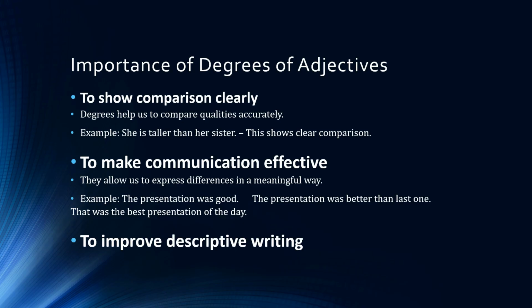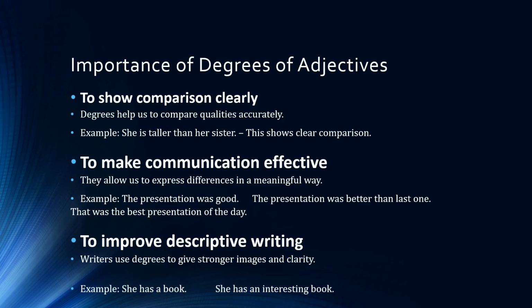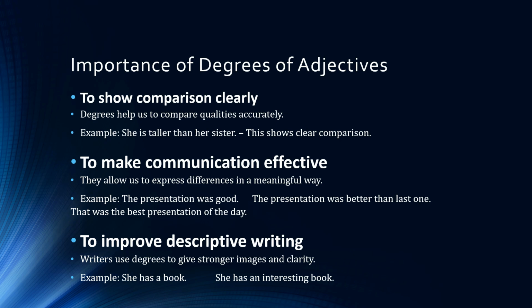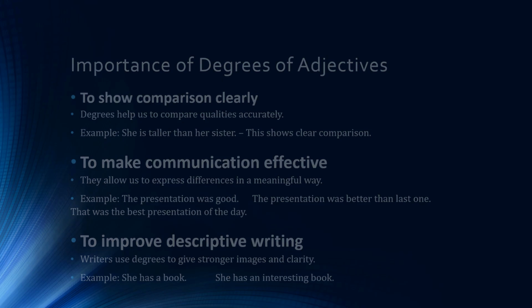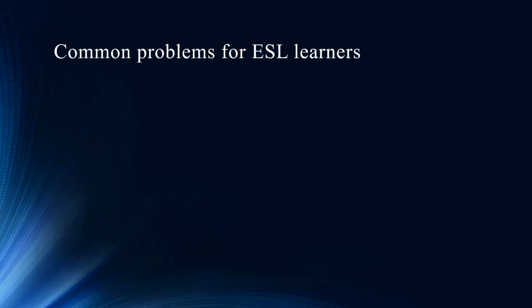They improve our descriptive writing. Writers use degrees to give stronger images and clarity. For example, she has a book. This is a simple sentence, but with an adjective, the sentence would be: she has an interesting book. So this is making descriptive writing, or this is creating an image that she has a book which is very interesting.